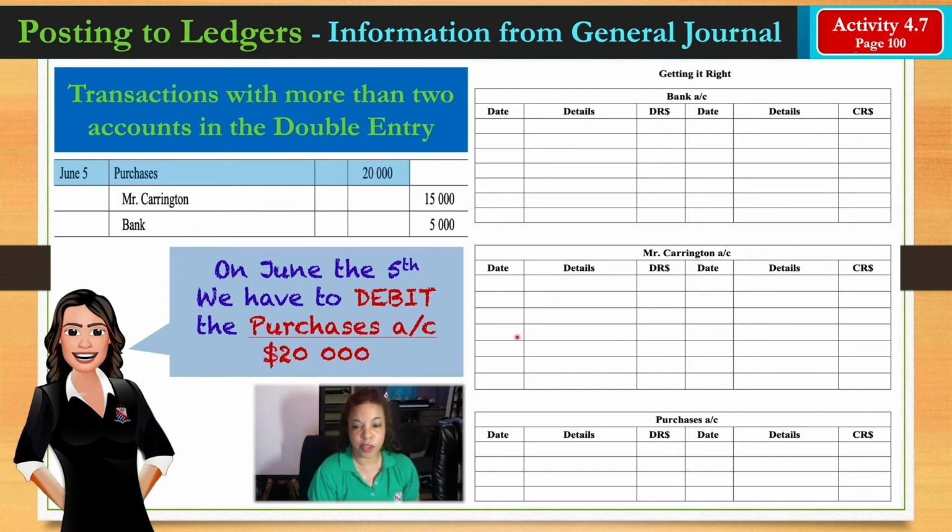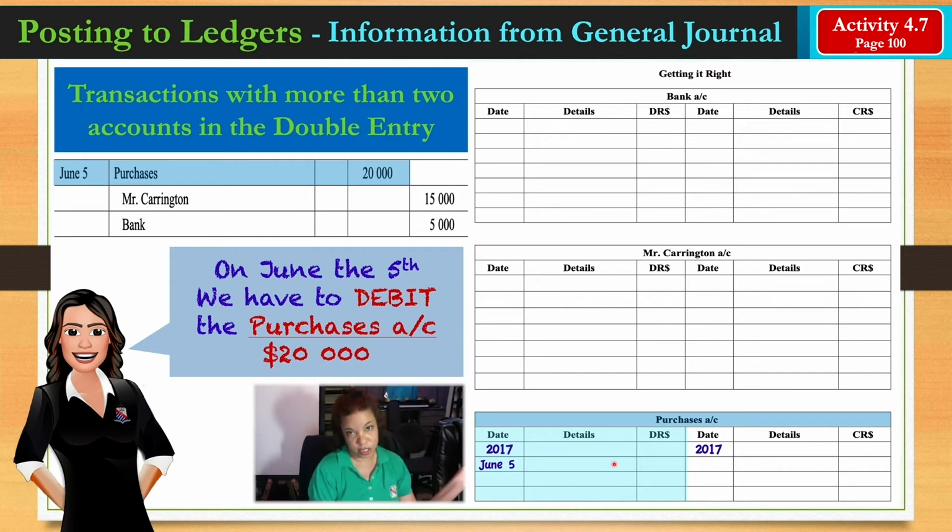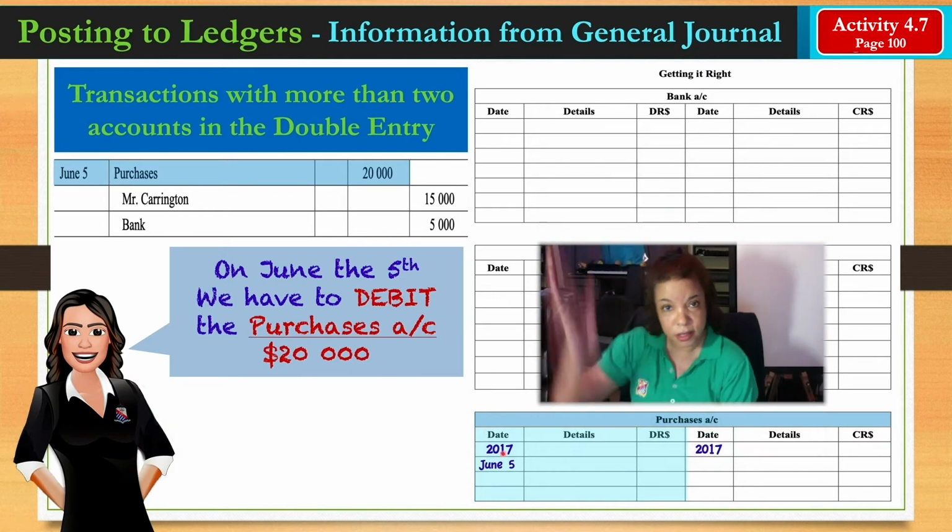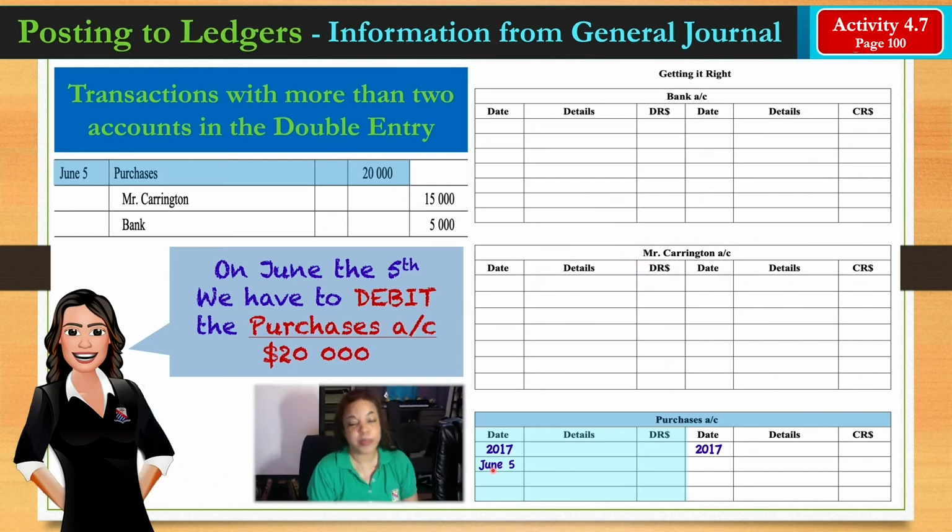So we are looking for the purchases account. We find the purchases account. You're seeing it down there. So this is the purchases account here. And you are going on the debit side. So your debit side. And you put the date. So you have June the 5th.